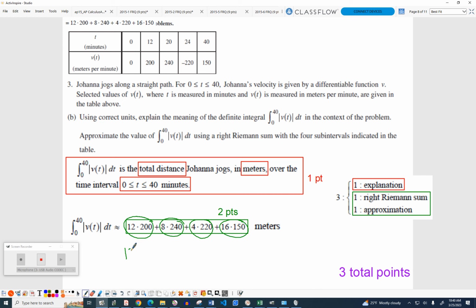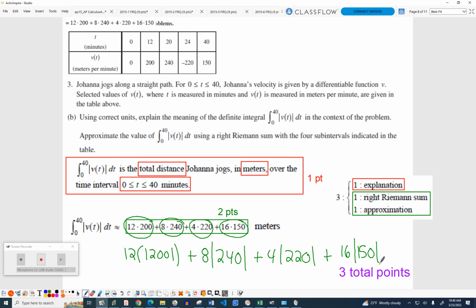If you want to use absolute value, it has to be 12 multiplied by the absolute value of 200, plus 8 times the absolute value of 240. It's not the entire thing absolute valued. It's each individual velocity having an absolute value. The green that I'm writing would give full credit, would get both points. Do they have to do that for every one or just two? If they just did it for the 220, they'd still get the full credit because the others didn't technically need it.